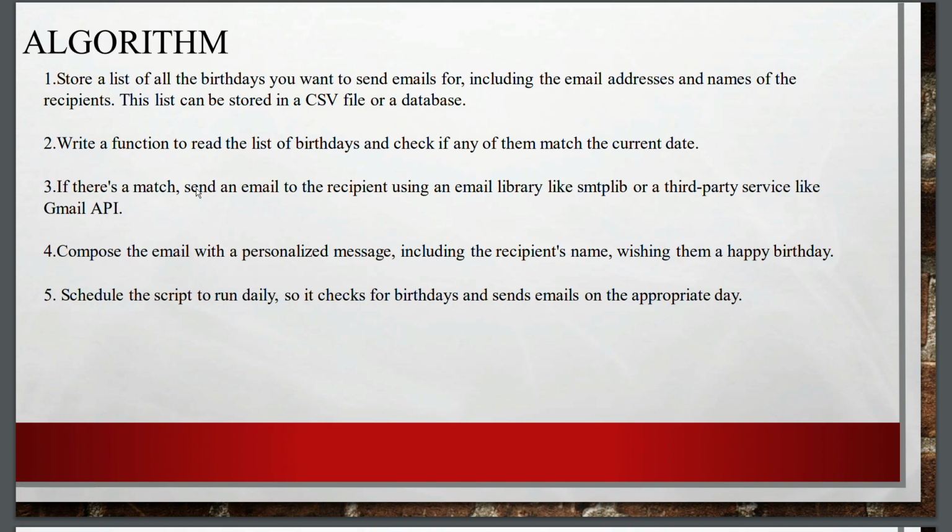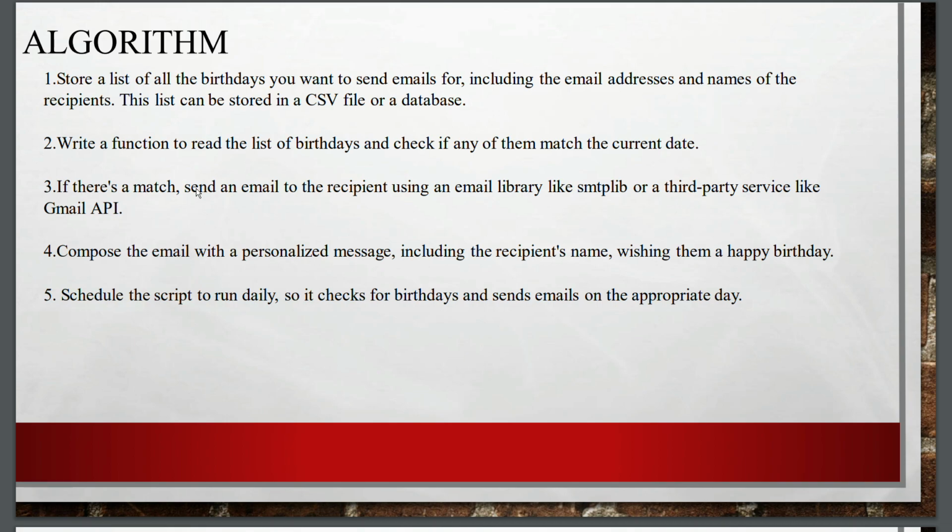So the algorithm for this application will be as follows. First, you have to store a list of all the birthdays you want to send emails for, including the email addresses and names of the recipients. This list can be stored in a CSV file or a database. The next step would be writing a function to read the list of birthdays and check if any of them match the current date.